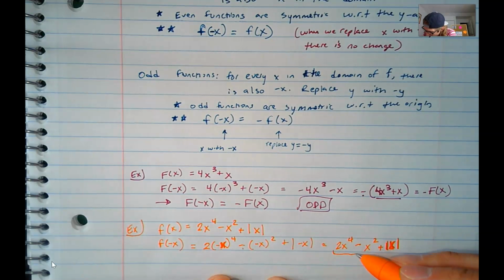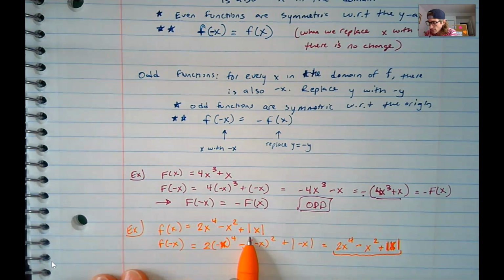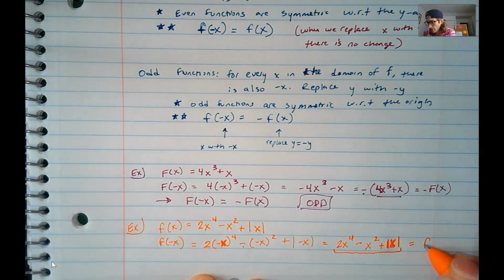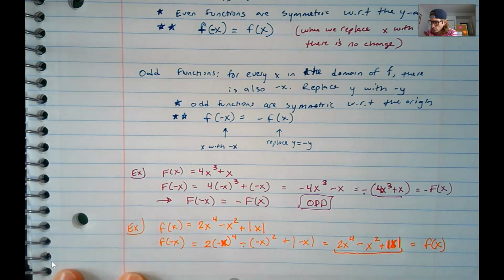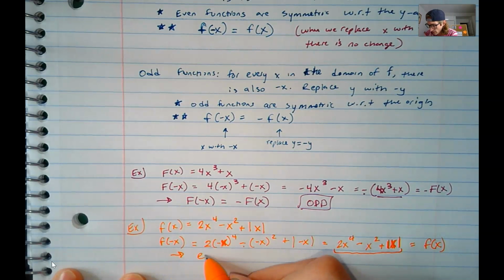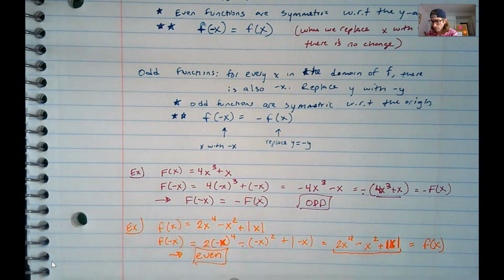And when you look at this, what is this? That is exactly where we started. This is f of x. So when we plugged in f of negative x, we got f of x. So what can we say? This is even.